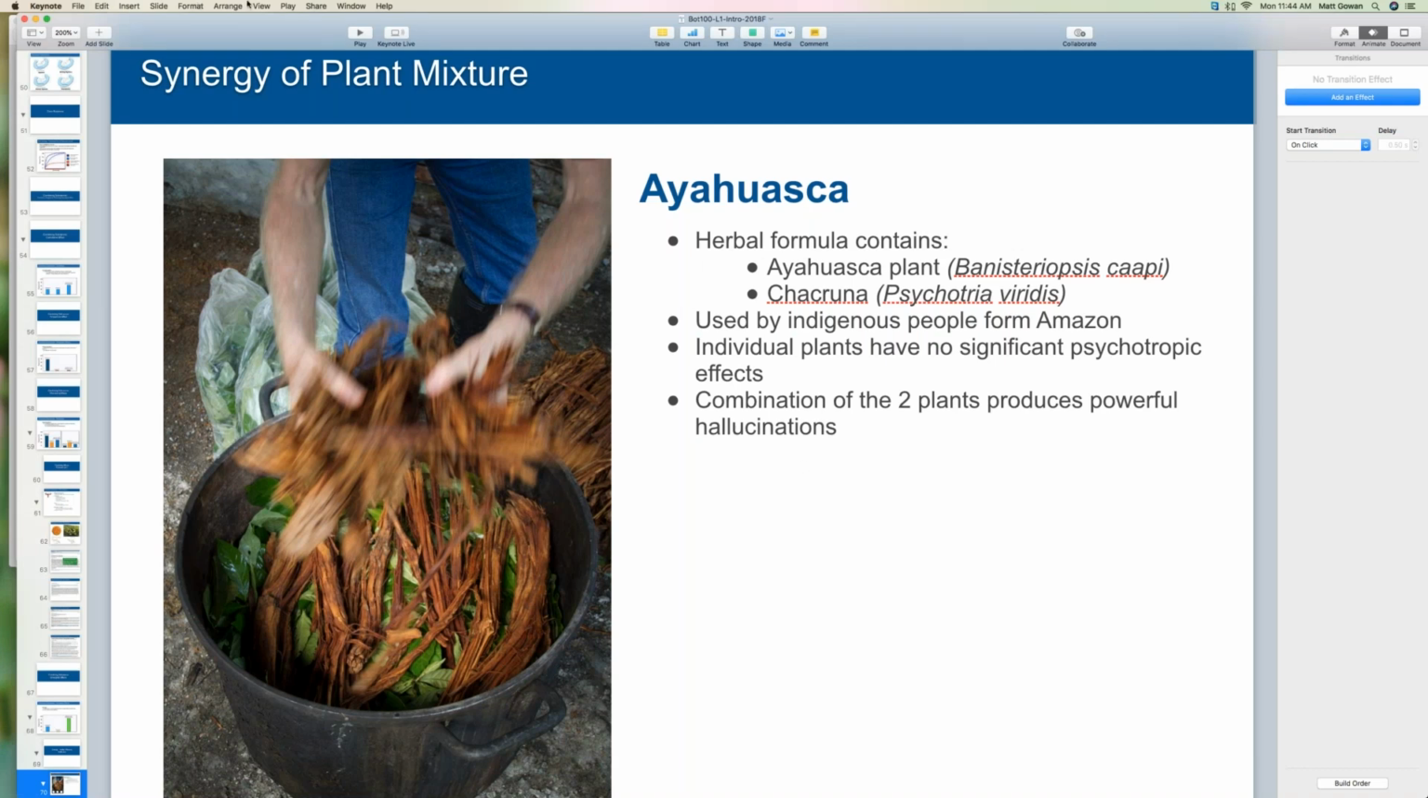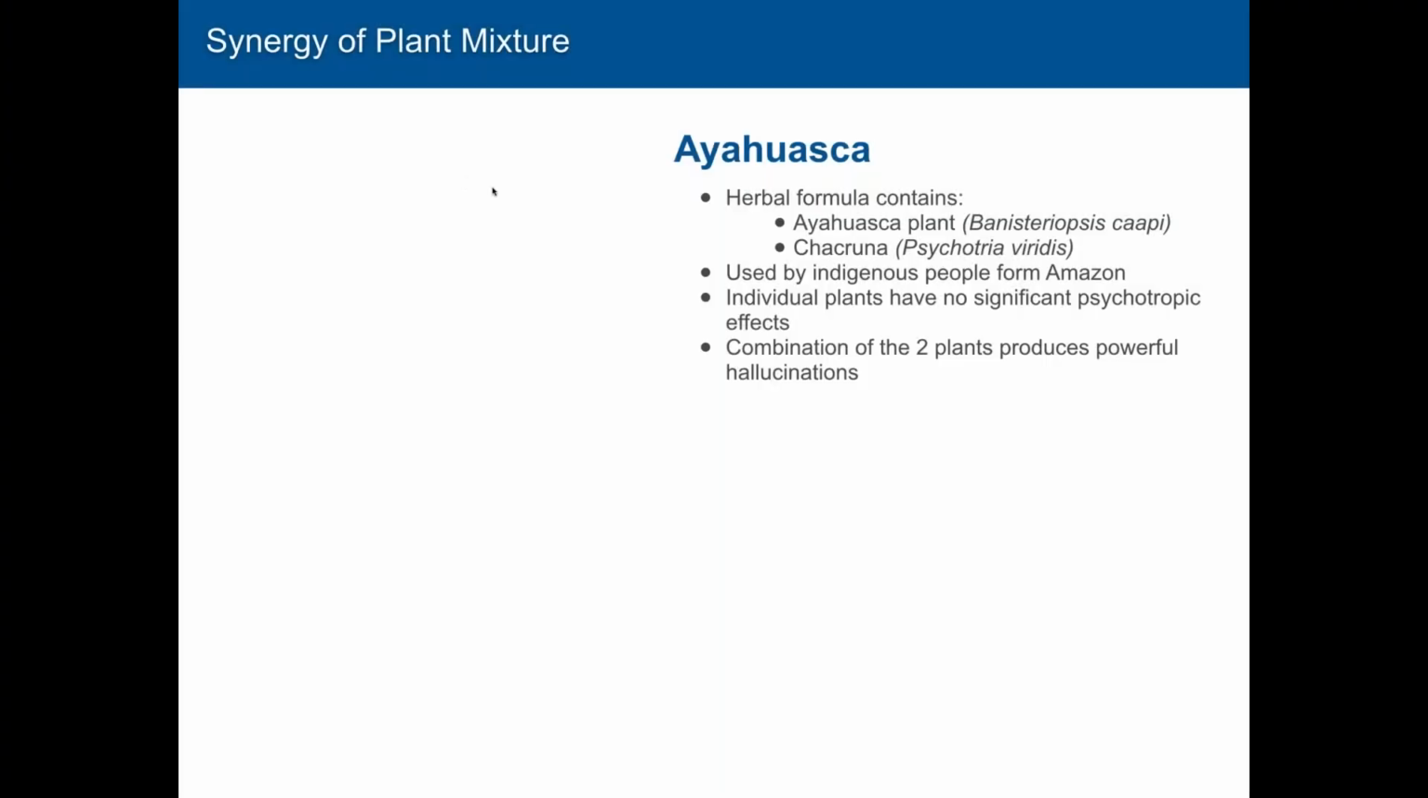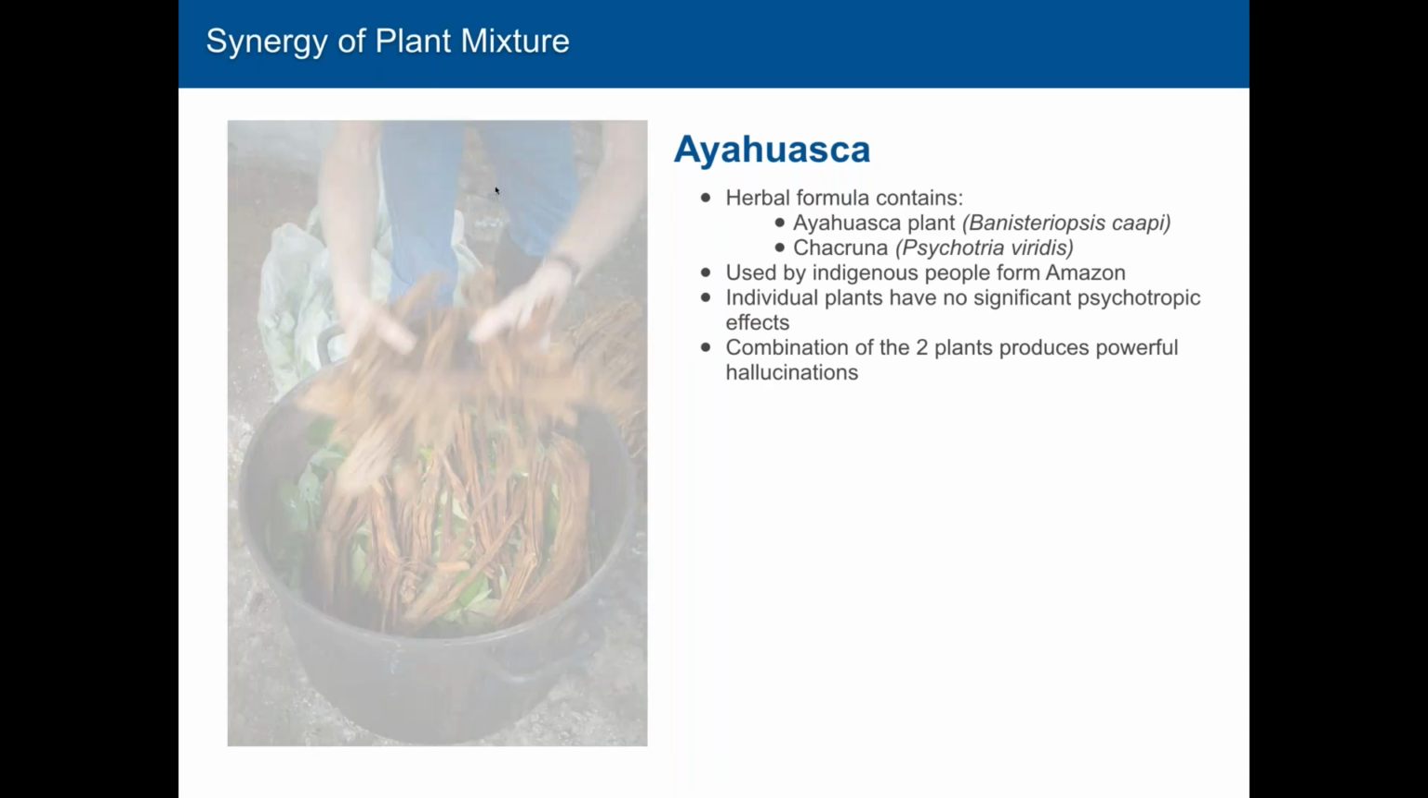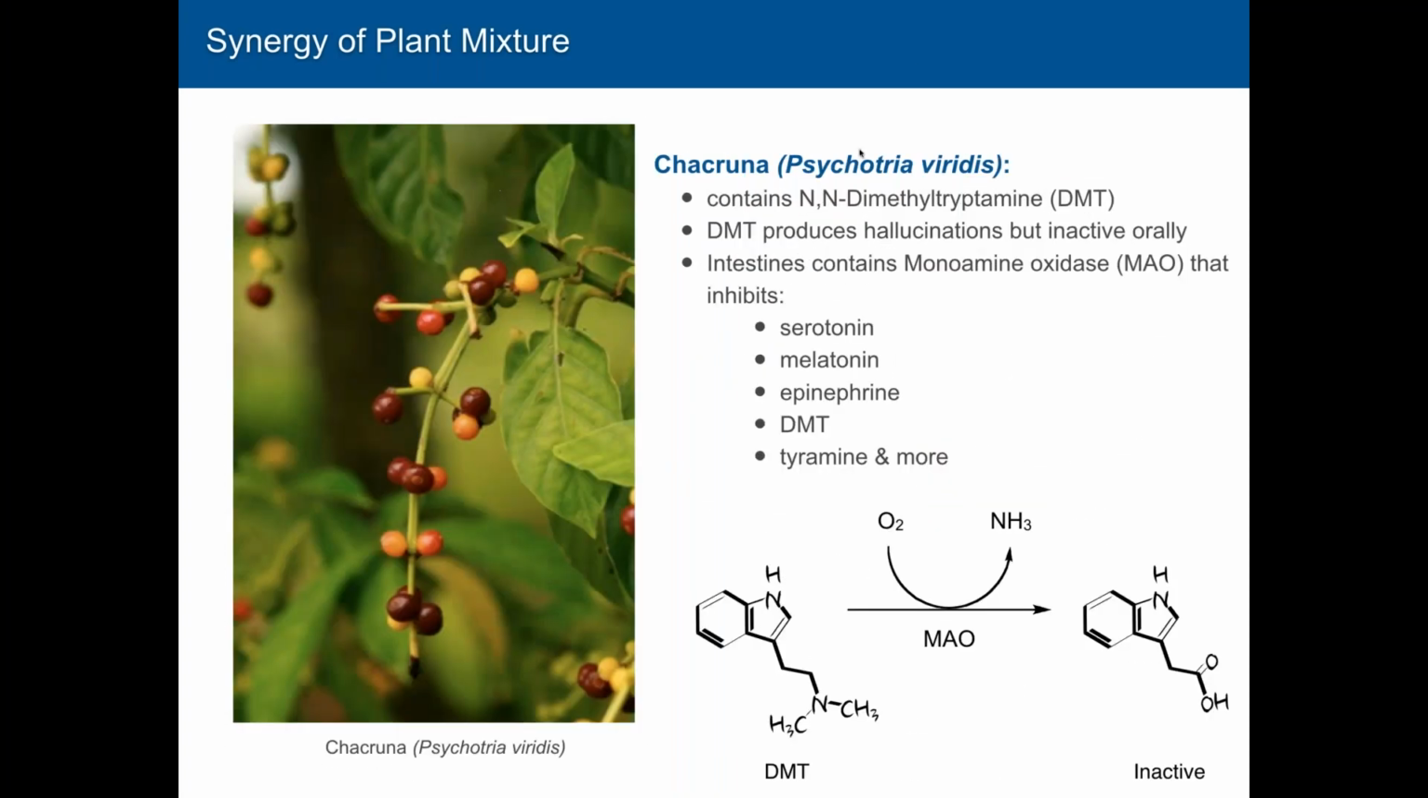So when you look at the chacruna plant, it contains dimethyltryptophan, and dimethyltryptophan is that compound that's naturally occurring in the body that normally gets released when you have a near-death experience or when you're sleeping, and it interacts with those serotonin receptors in your brain. Now, the problem is that when you ingest this orally, the dimethyltryptophan is inhibited by an enzyme called monoamine oxidase that resides in the gut.